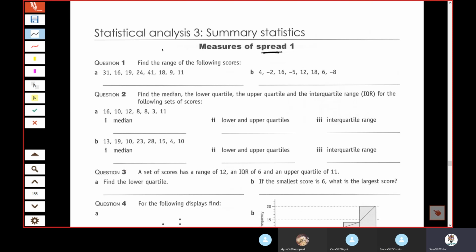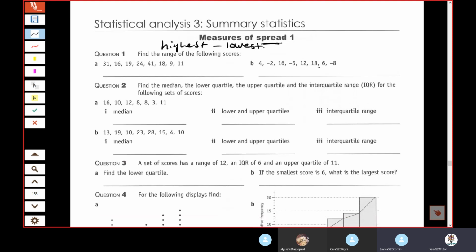Range. How do we find range? Highest minus lowest. So if I had a question like this, what's the highest number? Looks like it's 18. What's the lowest number? -8. So what's my range? Highest minus lowest, like that? 18 minus -8. That's a negative, so that becomes plus. You've got to be careful with that. So your range is actually 26.